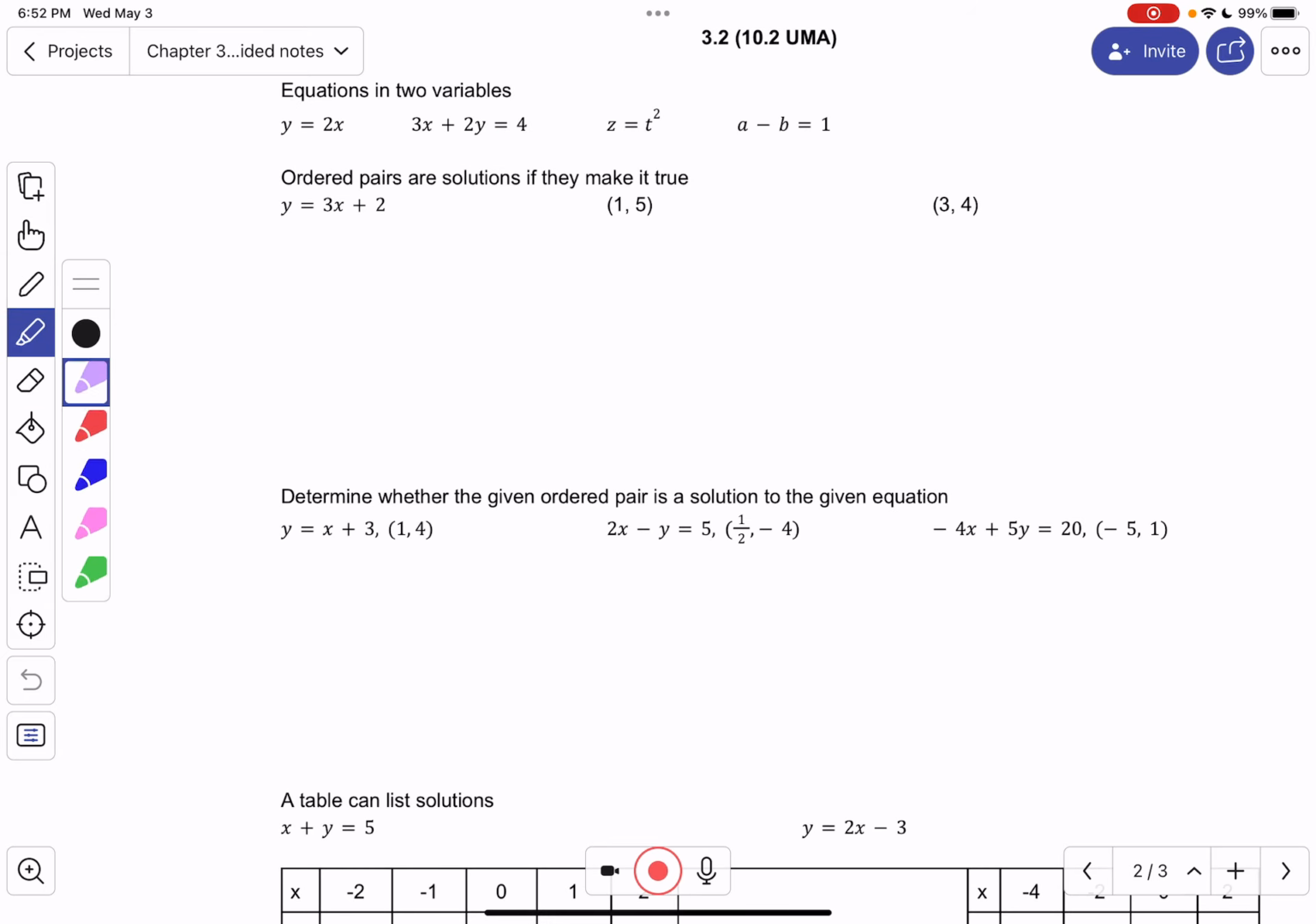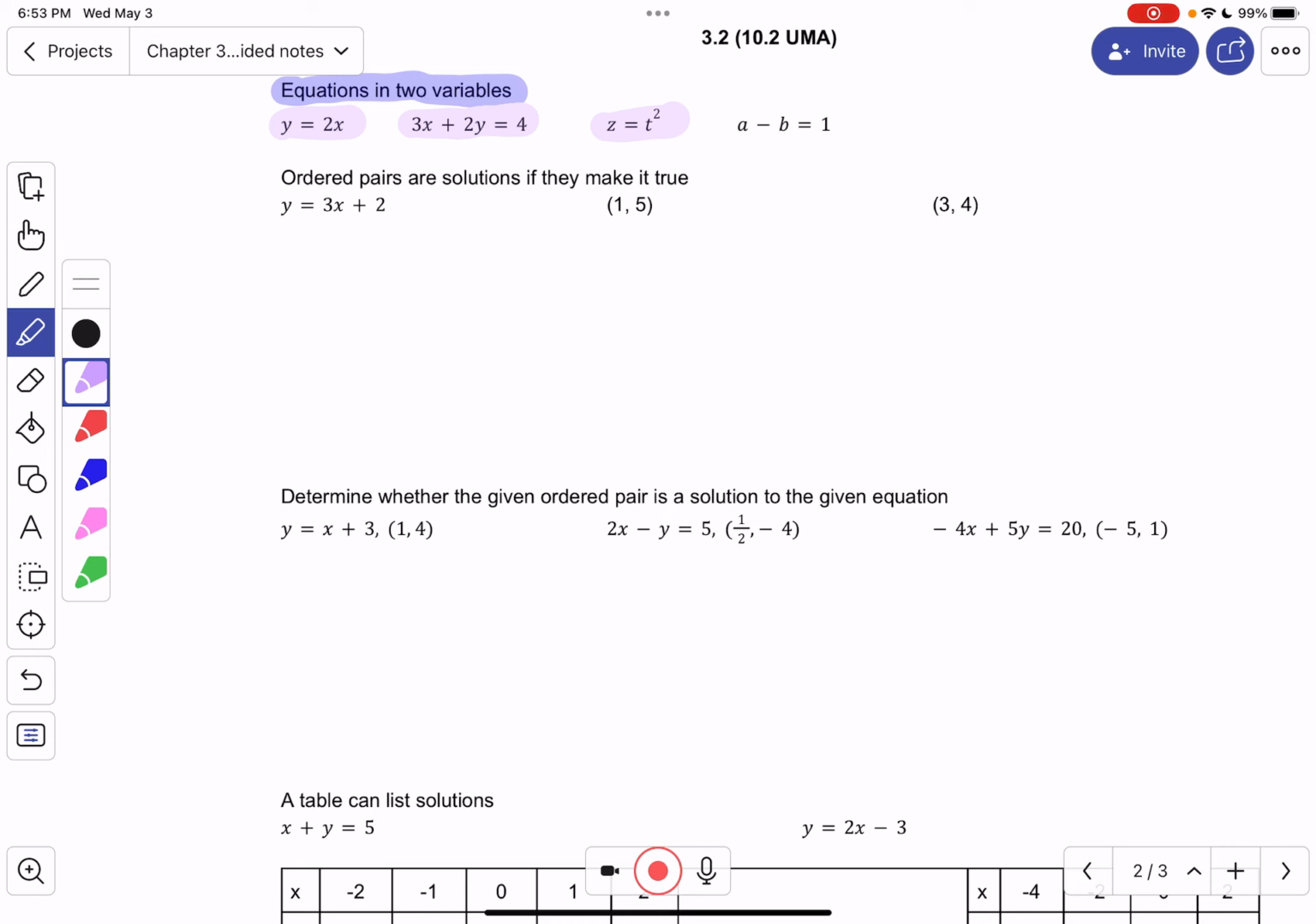Equations in two variables are just an equation with an equal sign that have two different letters. For example, y equals 2x. We have y and x and an equal sign. It's an equation in two variables. 3x plus 2y, equation in two variables. Z equals t squared, equation in two variables. That's all we're talking about.